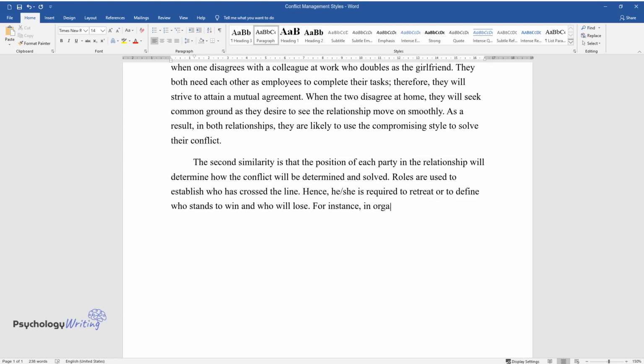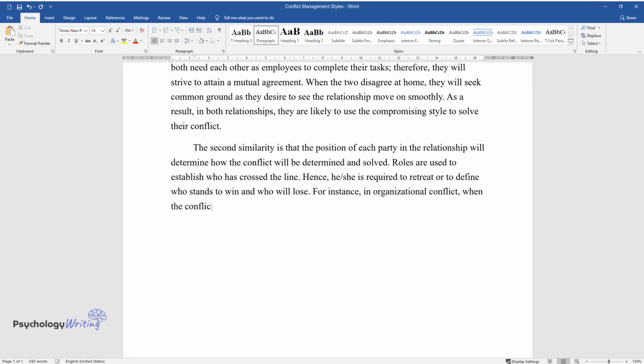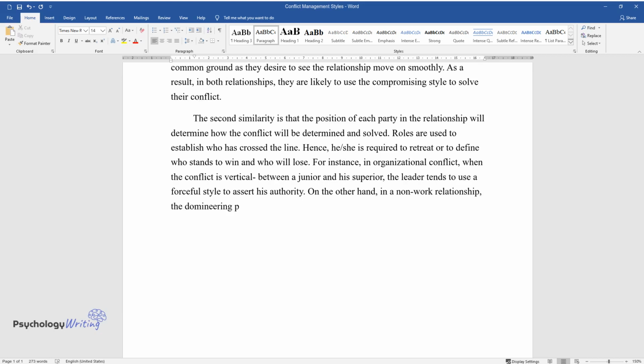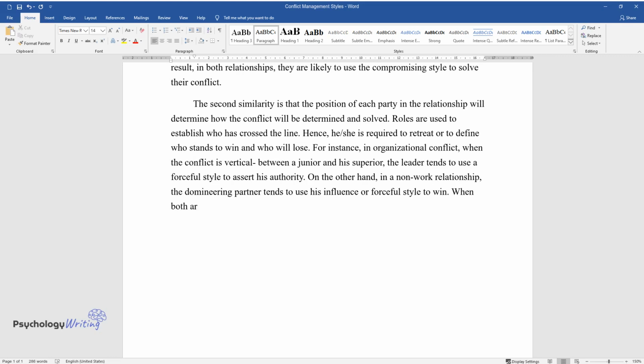For instance, in organizational conflict, when the conflict is vertical between a junior and his superior, the leader tends to use a forceful style to assert his authority. On the other hand, in a non-work relationship, the domineering partner tends to use his influence or forceful style to win. When both are equal partners, then the cooperative style is used.